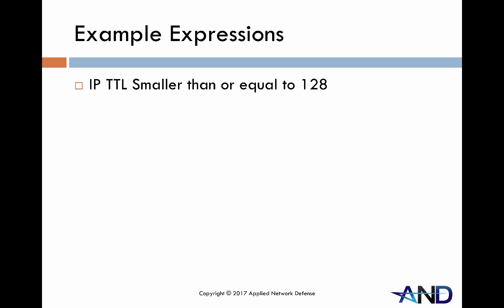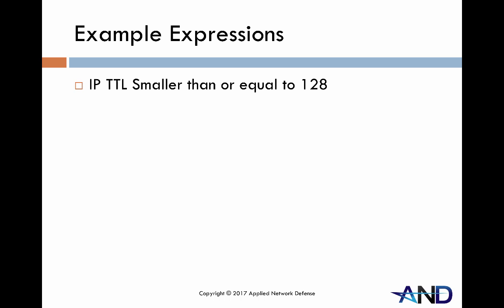Next, let's try another example. In this case, we're going to get a little more involved here, a little more detailed. I actually want all IP packets where the TTL value is smaller than or equal to 128. So I'm looking for anything that's generated that has a TTL of less than 128. So what would that filter look like?